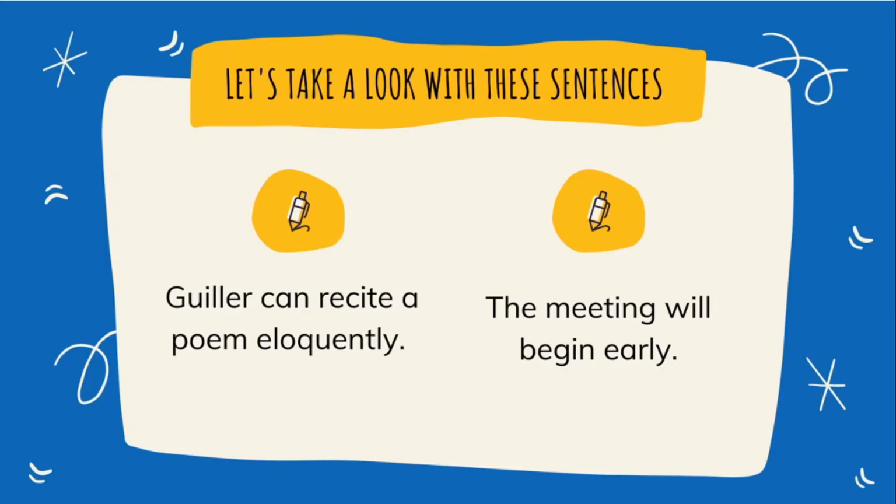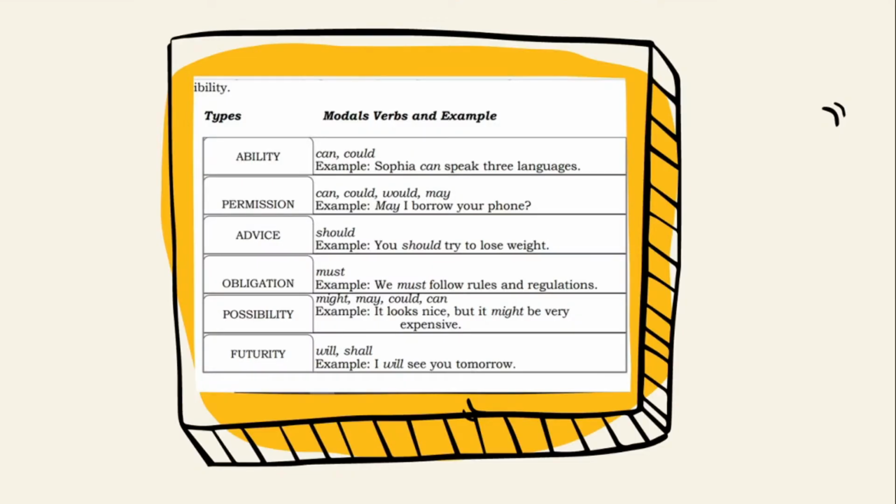Again, let's take a look at these sentences. Guillermo can recite a poem eloquently. Let's identify where is the noun, the modal verb, and the adverb. Our noun is Guillermo, followed by the modal verb can, and the adverb eloquently. Next one, the meeting will begin early. Our noun is meeting, followed by the modal verb will, and our adverb is early. Now, let us further discuss the differences among modal verbs, nouns, and adverbs.